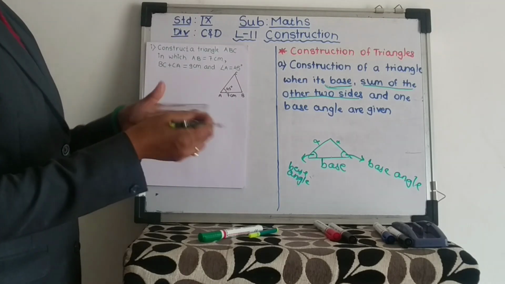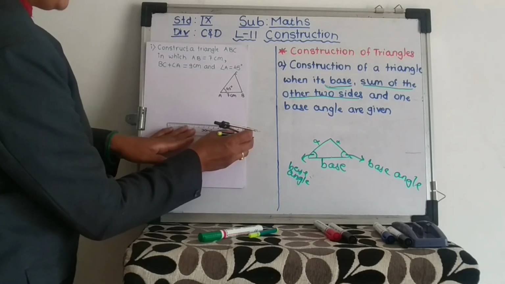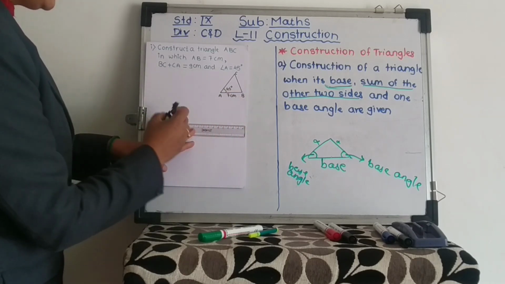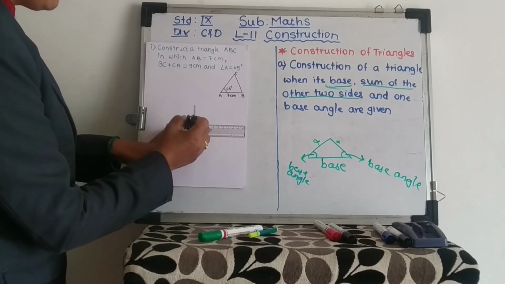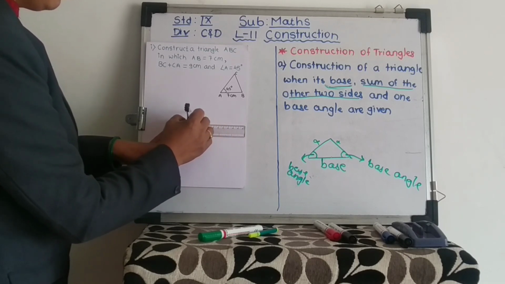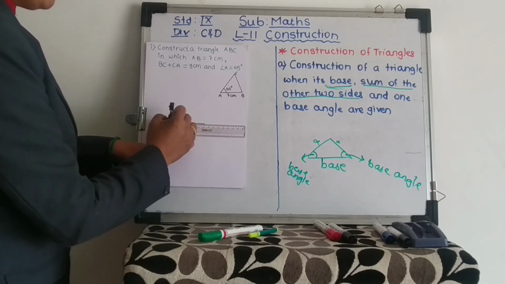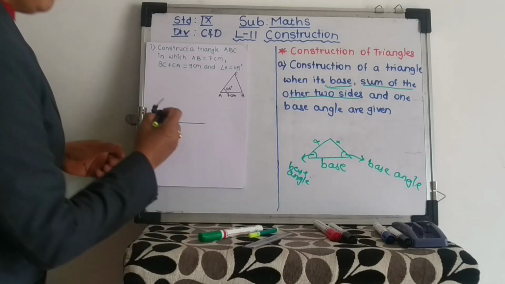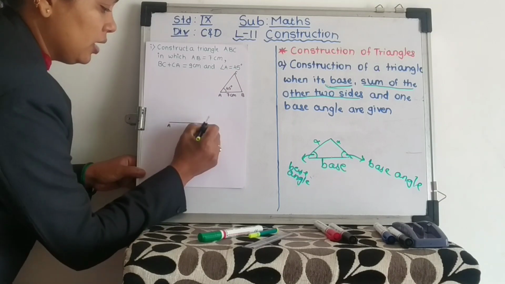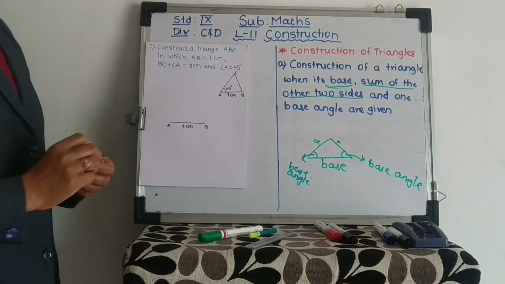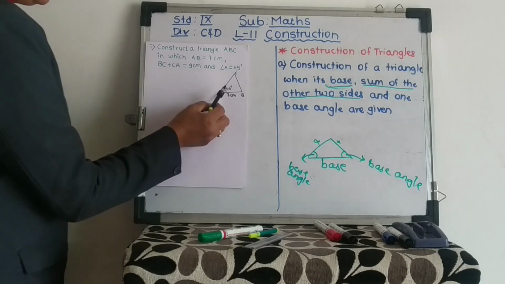Very first, take a scale and draw a base of 7 cm. First mark a 7 cm distance in your notebook with the help of a pencil. Don't use a pen for construction. We'll label it as A and B, 7 cm.